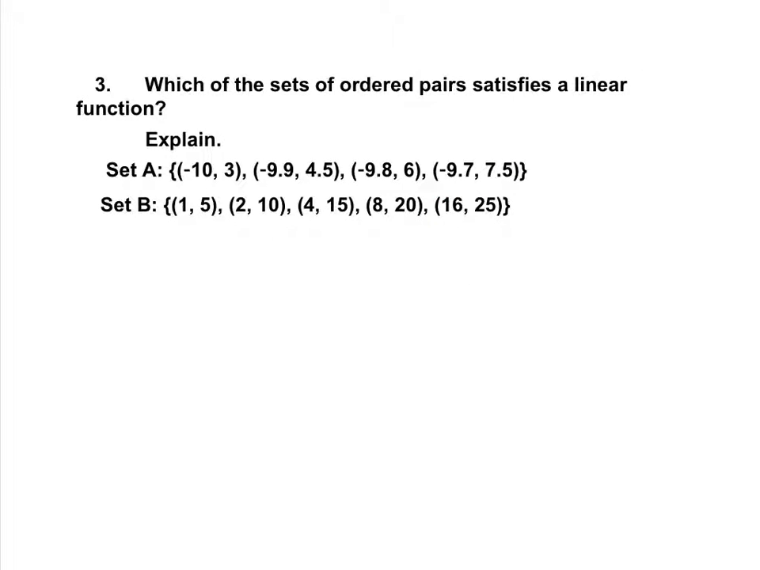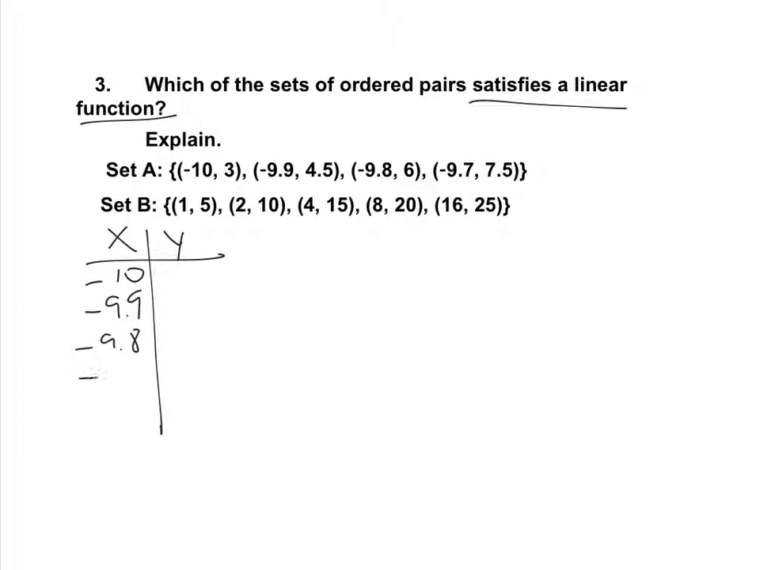In this part, it says which of these sets of ordered pairs satisfies a linear function. So in order to satisfy a linear function, that means the rate of change has to be the same. So what I'm going to do is take each one of these and put them in a table. So -10, -9.9, -9.8, -9.7. Then the accompanying number is 3, 4.5, 6, and 7.5.